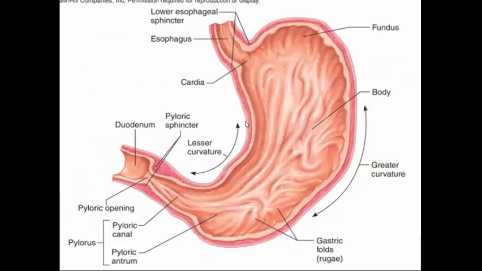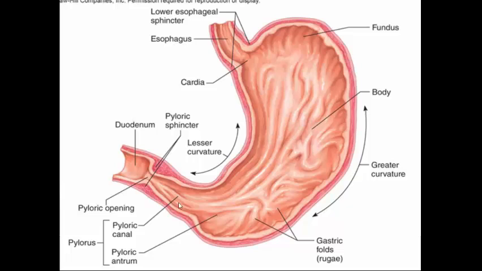Right, here's a more detailed image of the stomach. Of course, the esophagus here. The cardiac sphincter, or the lower esophageal sphincter, same thing, right here. The cardia, this first area of the stomach. Just above that, the fundus. The main portion of the stomach is the body, here. If you look at these, they literally look like wrinkles or creases within the stomach lining. Those are the rugae, or the gastric folds.